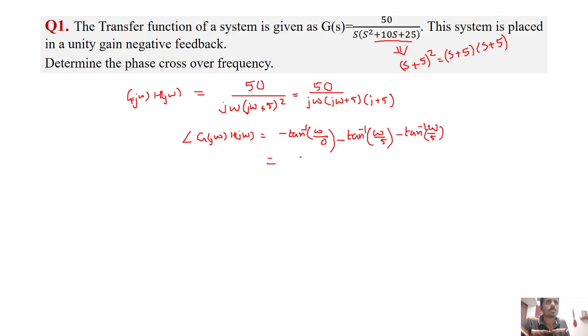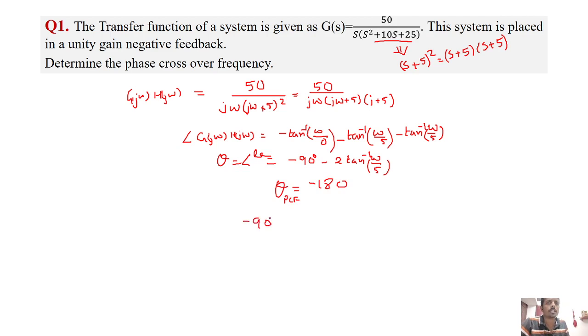So this term is minus 90 degree minus 2 tan inverse omega by 5. So this is the angle, and we can represent that as theta. The question is to find the phase crossover frequency. So we just need to equate this theta at phase crossover frequency. Theta is equal to minus 180. So we'll just equate this.